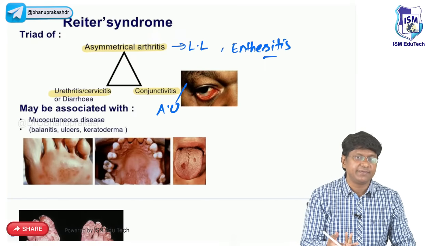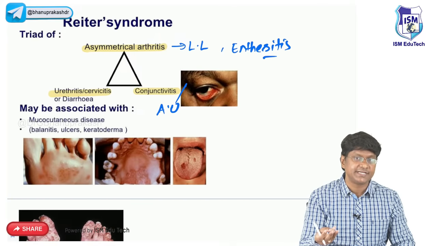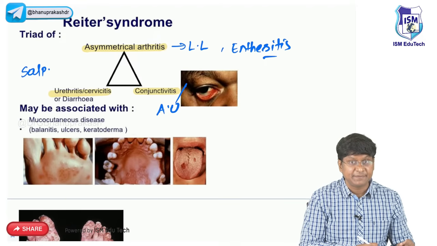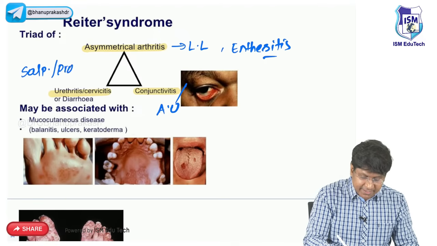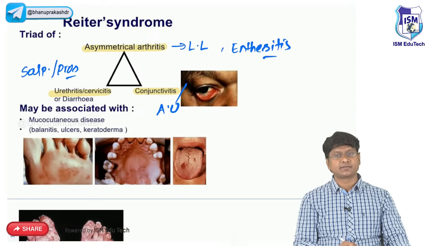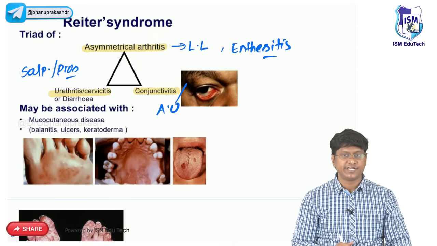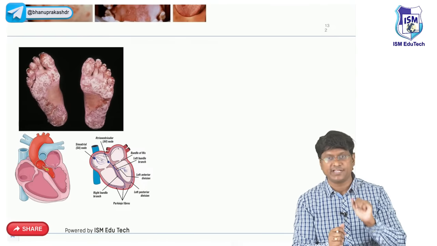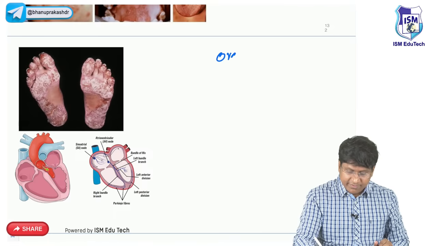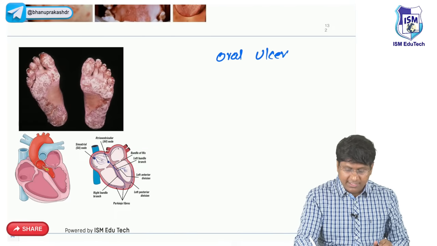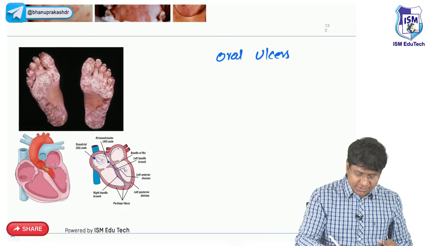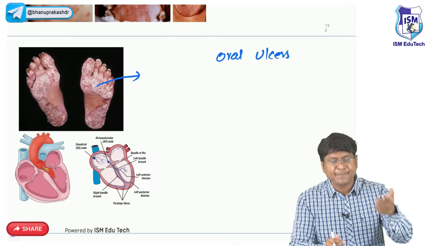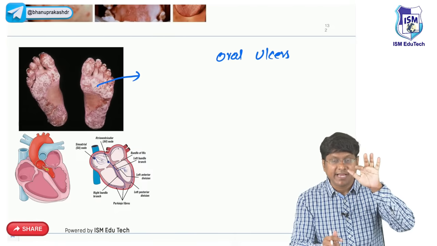And the urogenital manifestation can be in the form of urethritis or cervicitis. In females, there can be even fallopian tube inflammation in the form of salpingitis. Or in males, there can be inflammation of the prostate, that is prostatitis. So this will be the urogenital manifestation. And you need to know a few more skin manifestations, that is mucocutaneous manifestations. Number one, there will be oral ulcers. Along with the oral ulcers, these patients develop hyperkeratotic lesions. Where will these hyperkeratotic lesions be? Over the palm as well as the sole.